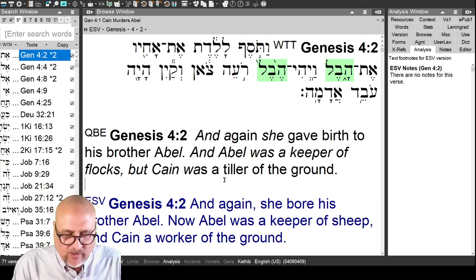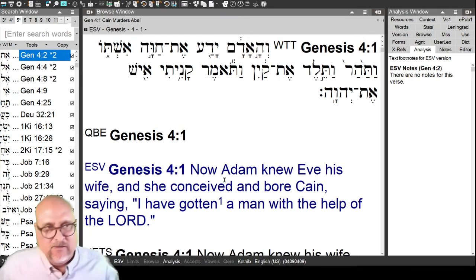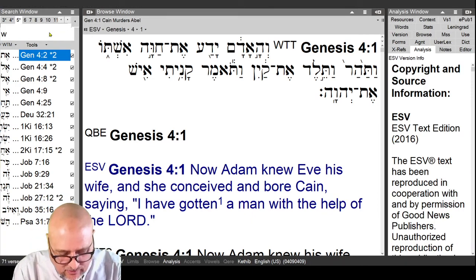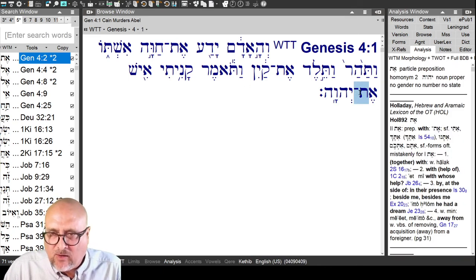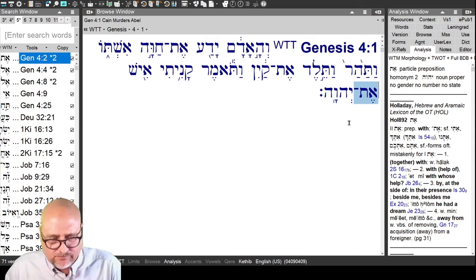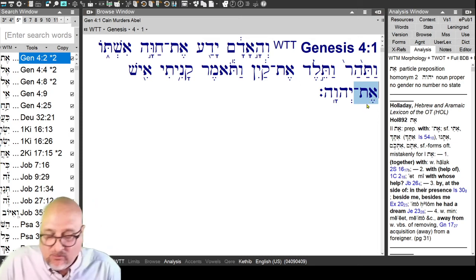Now I want to show you something that I'll bet you've never seen before and never even heard anybody make this point, but I want to make it. So how do you translate the word et? It was in our definite object marker. You can translate it the direct definite object marker. It turns out it can also be the word with.